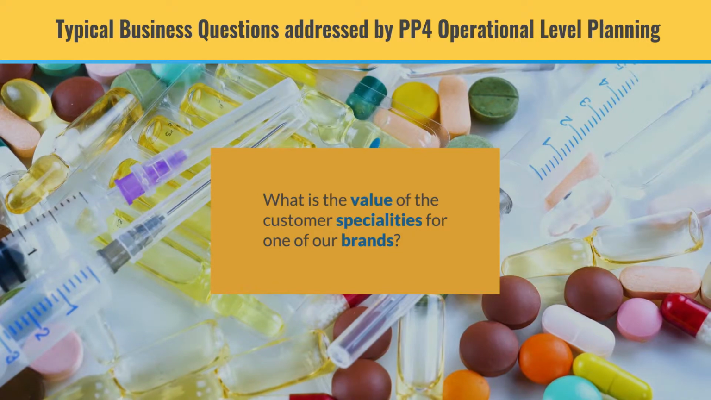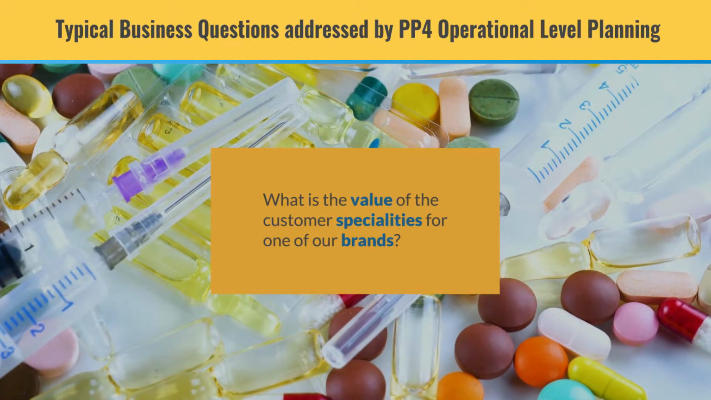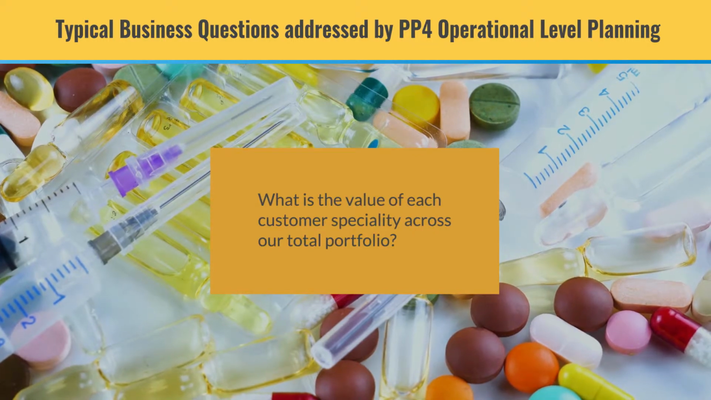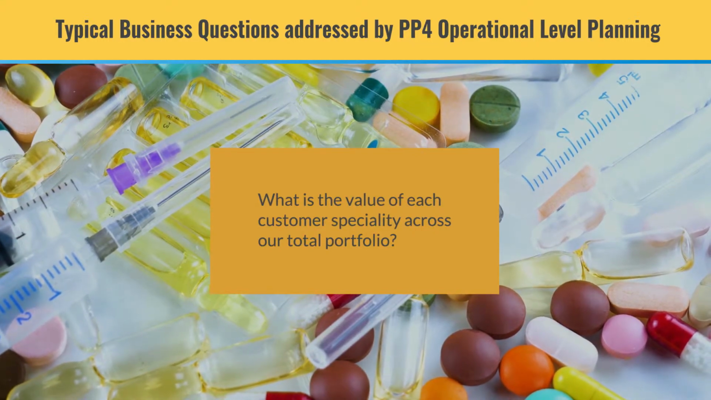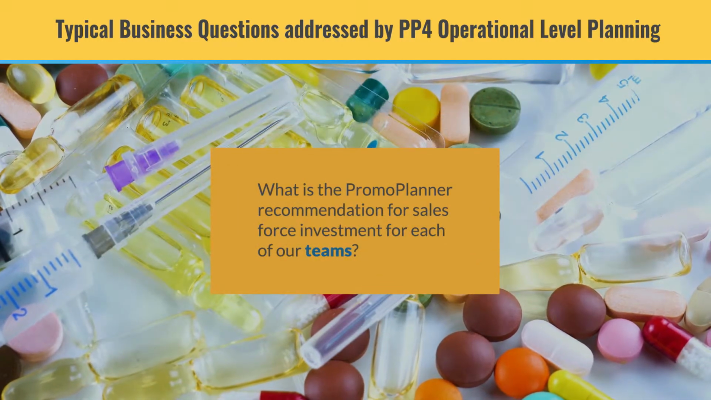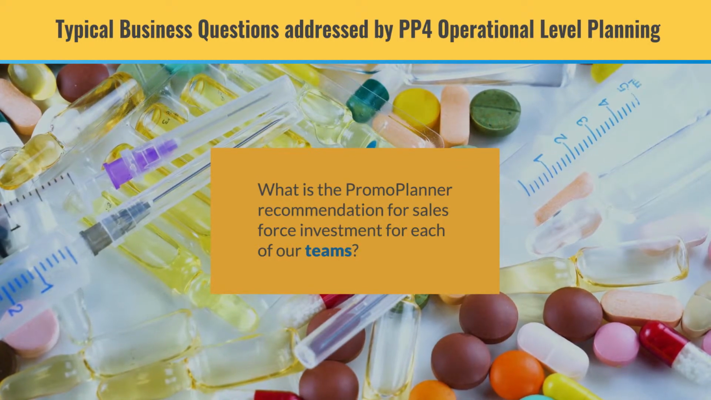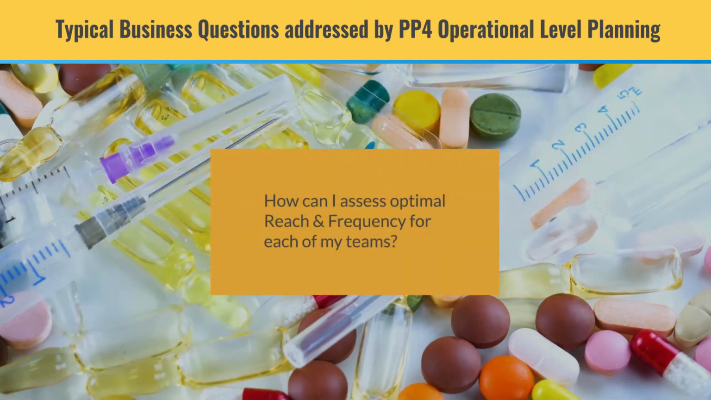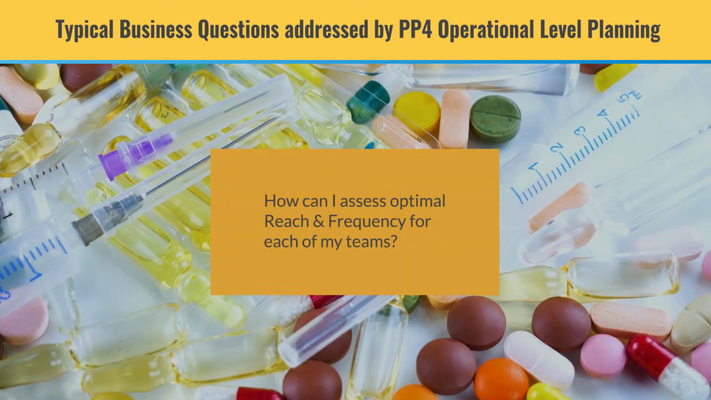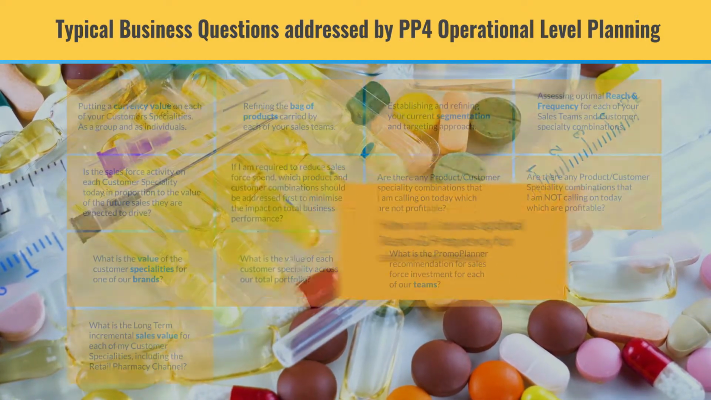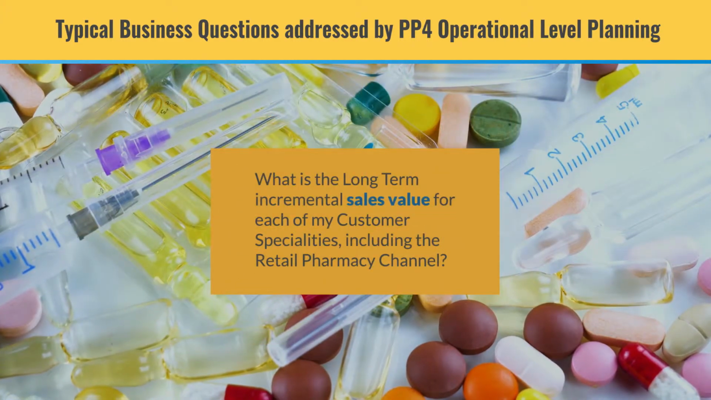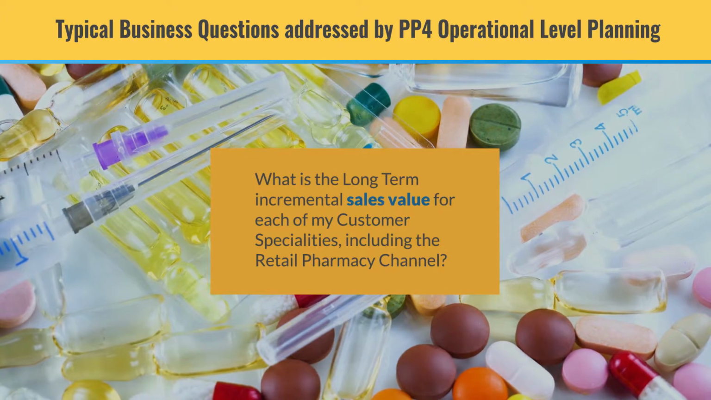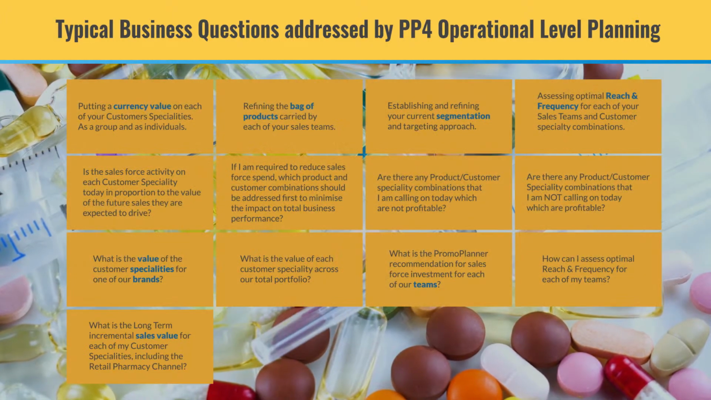What is the value of the customer specialties for one of our brands? What is the value of each customer specialty across our total portfolio? What is the PromoPlanner recommendation for Salesforce investment for each of our teams? How can I assess optimal reach and frequency for each of my teams? What is the long-term incremental sales value for each of my customer specialties, including the retail pharmacy channel?